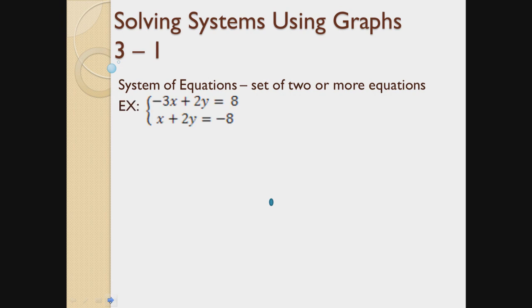Here's an example. Negative 3x plus 2y equals 8, and x plus 2y equals negative 8. If I wanted to solve this by graphing, I would need to first take each equation and get them in y equals mx plus b form first. When you do so, the first equation would look like this. The second equation would become this. Now the equations are ready to graph.